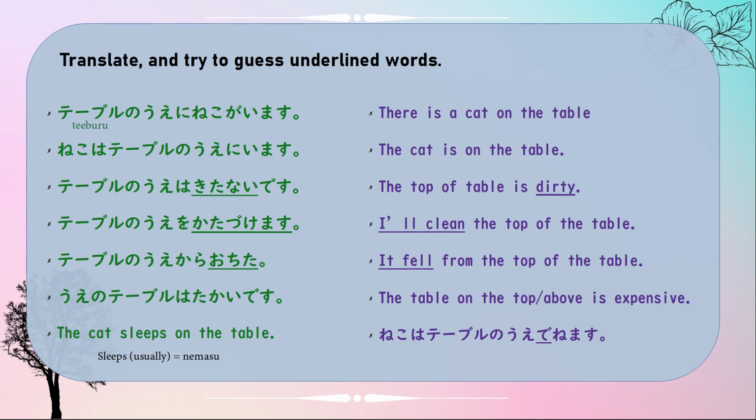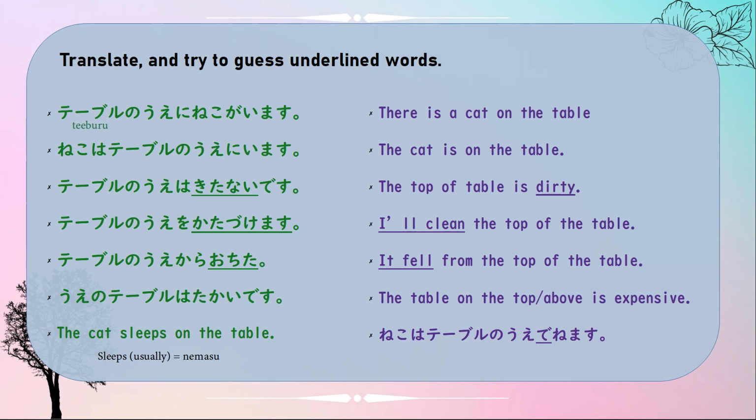The next example was just for the no particle, so that you be careful about it, because of course teiburu no ue and ue no teiburu are both possible. So the table on the top or above is expensive, so I don't know, either you're looking at a picture where you have many different tables, or something else, but anyway, it is completely possible. So beware of the no particle. You have to be careful not translating it too fast. And finally, the cat sleeps on the table.